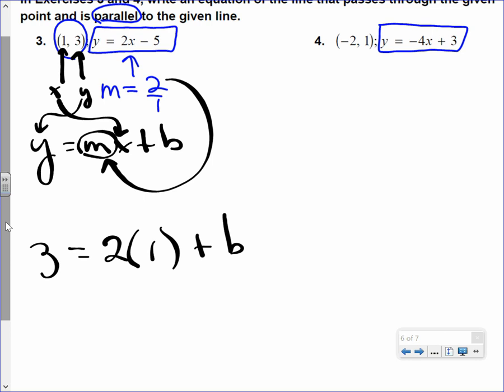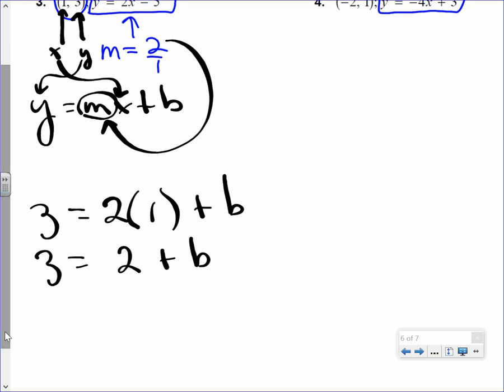What's it going to be? 2, you said, or 1? Let's see. 3 equals 2 times 1 plus b. What's 2 times 1? Awesome. Rios, how would I get b by itself? Nice, subtract 2 from both sides. Ladies and gentlemen, we have figured out our y-intercept. It's going to be 1.